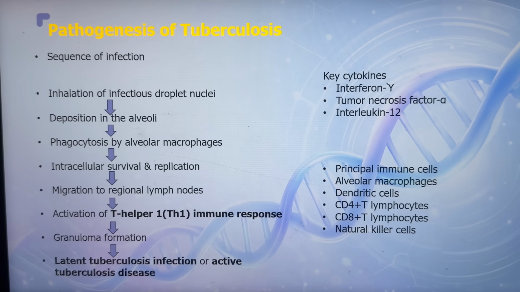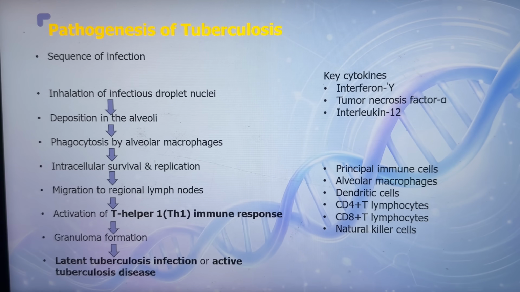In the previous slide, we discussed how inhaled Mycobacterium tuberculosis reaches the alveoli, survives within alveolar macrophages, and eventually triggers a robust Th1 mediated cell mediated immune response. We also saw that the final outcome of this immune response is the formation of a granuloma.